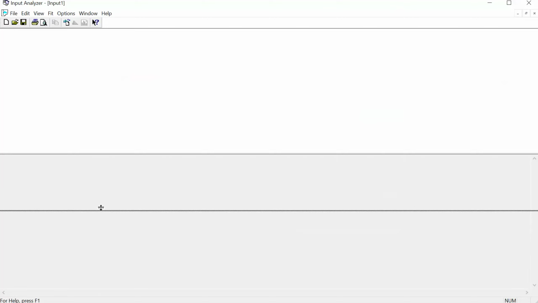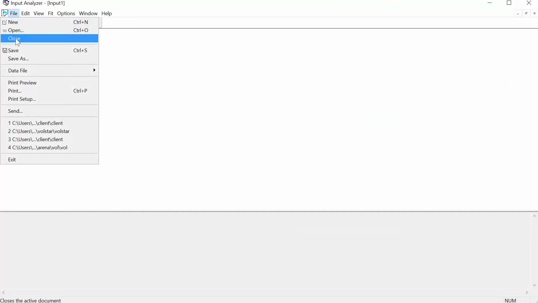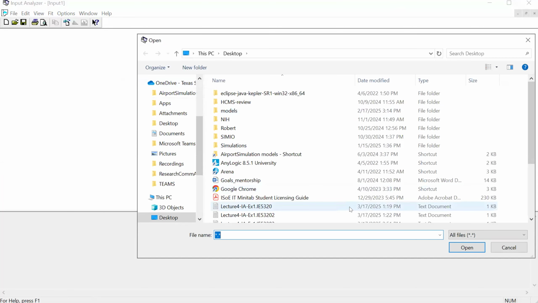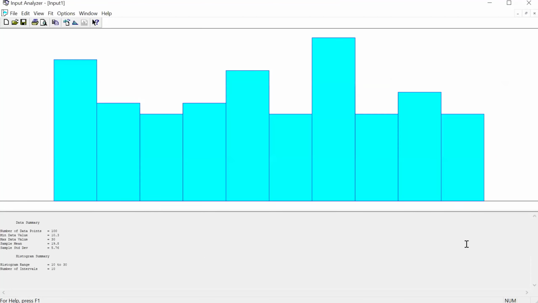This is the step that I think most of you will forget, or at least based on my experience. Every time that I use the software, I need to review this part. How do you bring the data into the input analyzer? You go to File, go to Data File, and then click Use Existing. And then you'll go find that file that you just created and click Open.